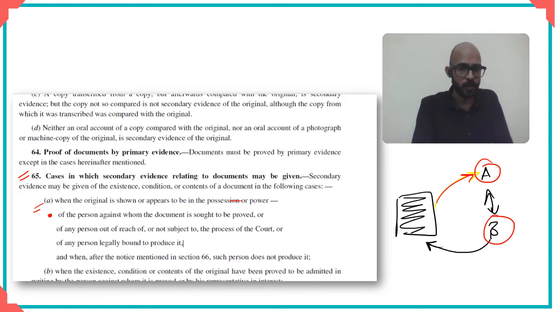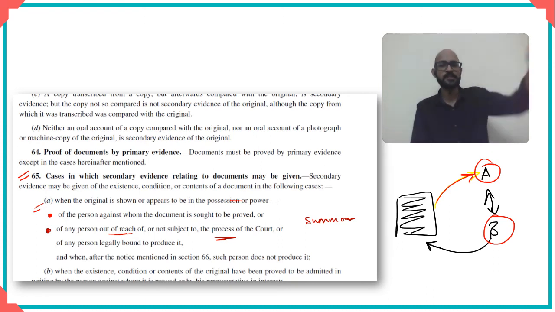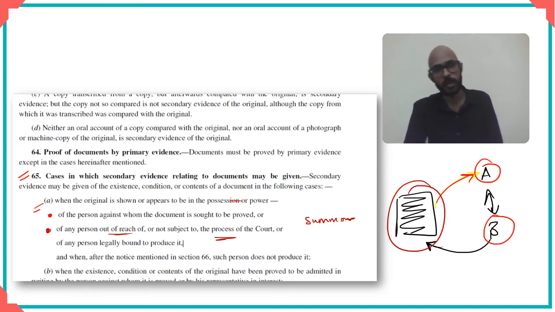Going further, of any person who is out of the reach or not subject to the process of the court. So let us say somebody has gone beyond the jurisdiction of the court. Process of the court means summons, warrants, etc. That's what the issue of process is. So if somebody is beyond this process of the court, then again getting that document from him is not possible. So you allow a copy.